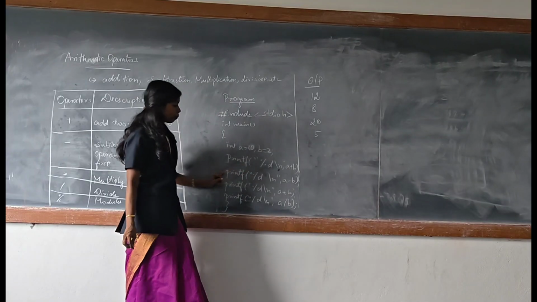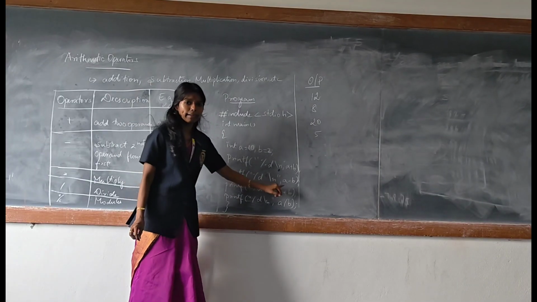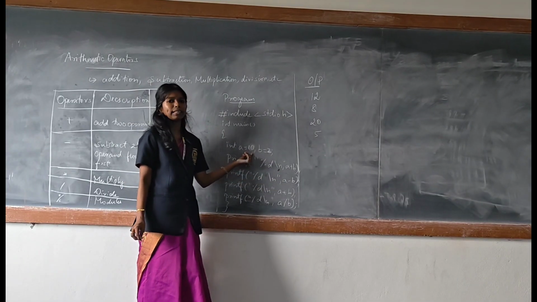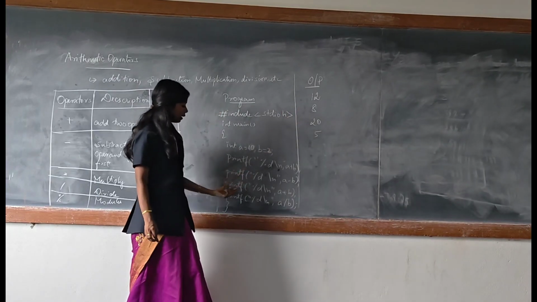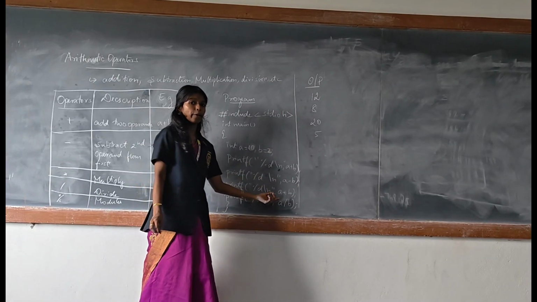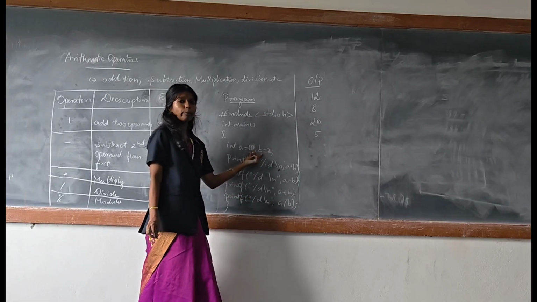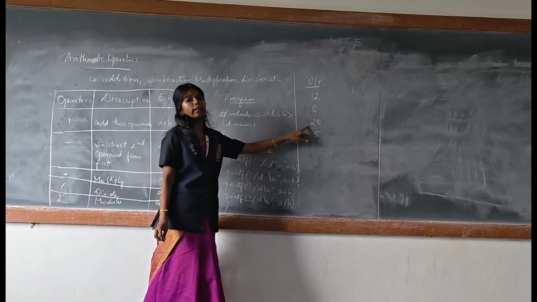Next I am going to print A minus B. A minus B means 10 minus 2, so we get the output 8. Then printf multiplication, A into B. A into B is 10 into 2, which means the output we get is 20.